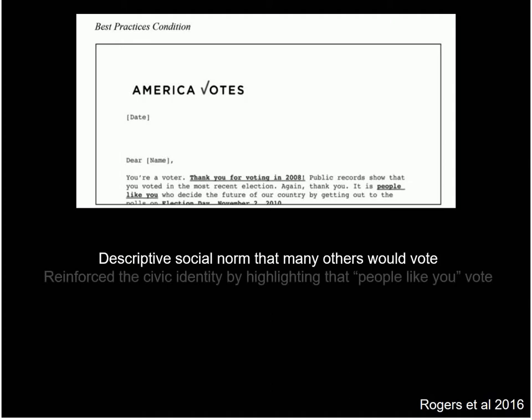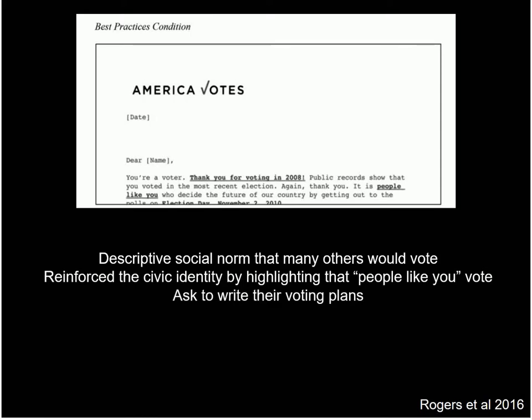They had a control condition where they didn't get any letter, and then they had this best practices condition where they sent them the letter that they had optimized from all of their previous voting experiments, which is like a kitchen sink kind of thing. For example, they told them that lots of other people would vote, which activates some of this descriptive norm, feeling like, oh, well, other people are going to vote, I should vote. They tried to reinforce people's civic identity by highlighting that not just do people in general vote, but people like you vote. They asked them to write in a box their specific plan for how they were going to actually get to the polls, which has been shown to make people more likely to actually vote.